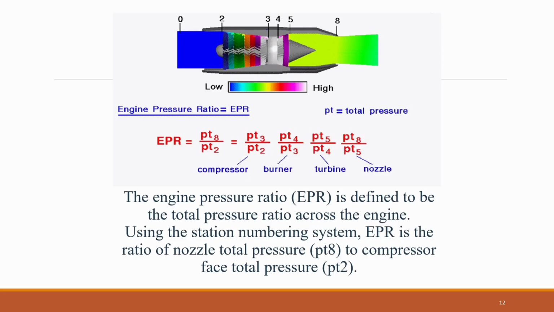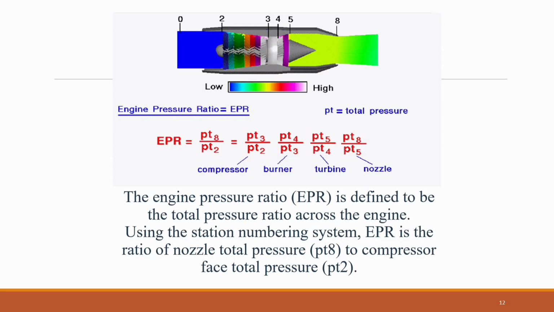Despite this, if the EPR, the inlet pressure losses, and the corresponding engine temperature ratio, ETR, are known, the engine thrust can be accurately determined. By combining this information with nozzle performance characteristics and the thrust equation, the actual propulsive force generated by the engine can be calculated.